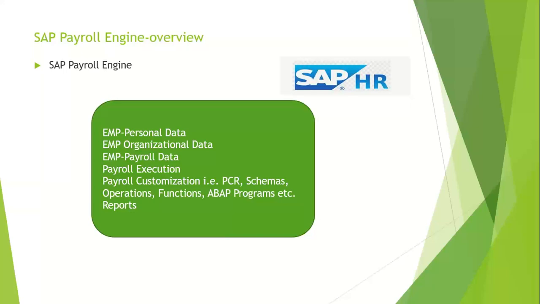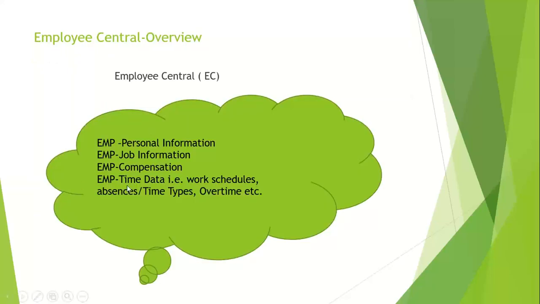The second option is to use CPI as a middleware. In the sense, you maintain the data in the EC system, and through CPI there is field to field mapping. Suppose in EC I have an employee class. Employee class is equivalent to employee group in the ECP system, in the HCM system.